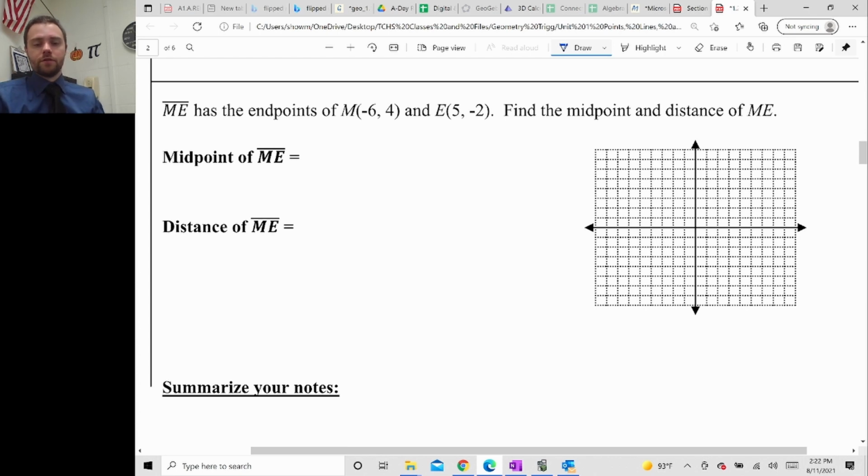So the first thing we're going to do is plot these coordinates. So -6, 4. So left 1, 2, 3, 4, 5, 6, up 4. And then for the second point, I'm going to go right 5, 1, 2, 3, 4, 5, down 2. Then I'm going to connect these two points with a segment.